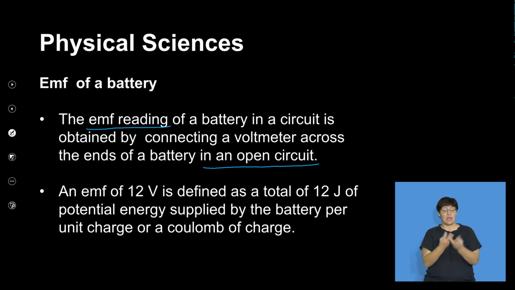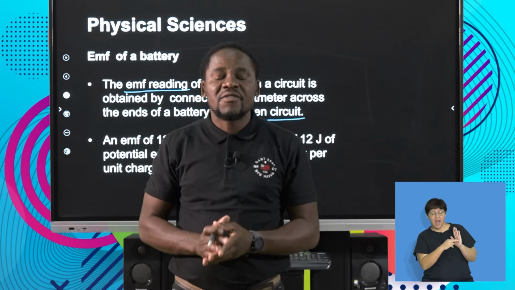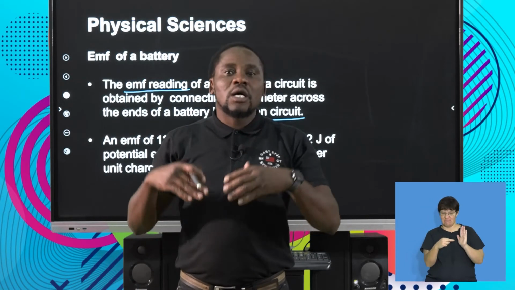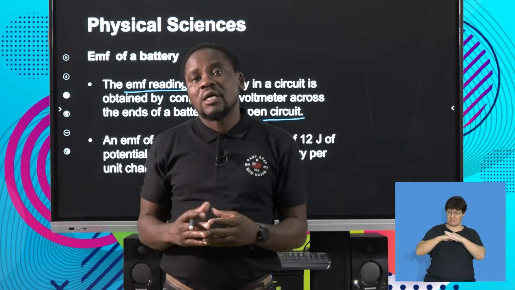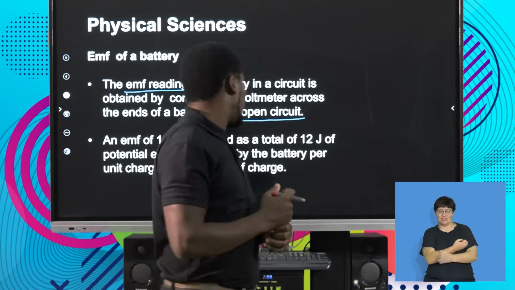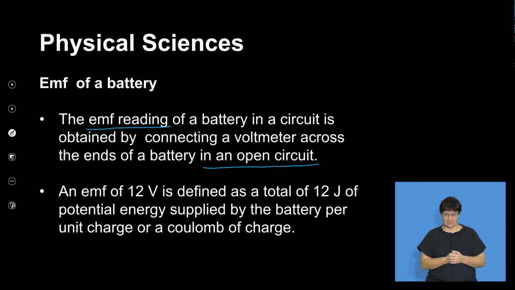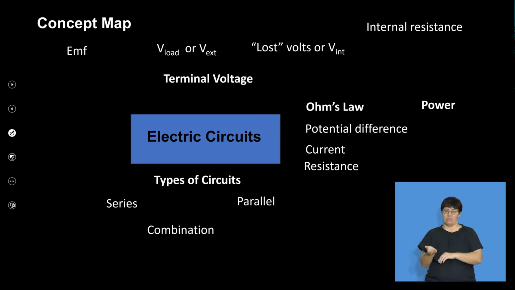How we obtain the EMF reading, or what's an indication of what our EMF is, has a lot to do with the open circuit. That's when we can get the maximum reading of voltage across the battery. So an EMF of 12 volts is defined as a total of 12 joules, the maximum potential energy supplied by the battery per coulomb of charge. So that's as far as EMF is concerned.